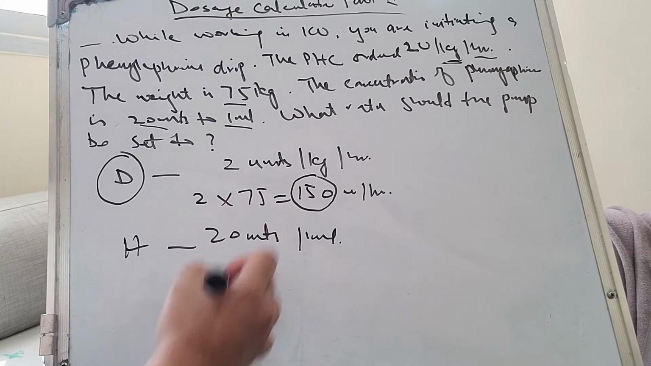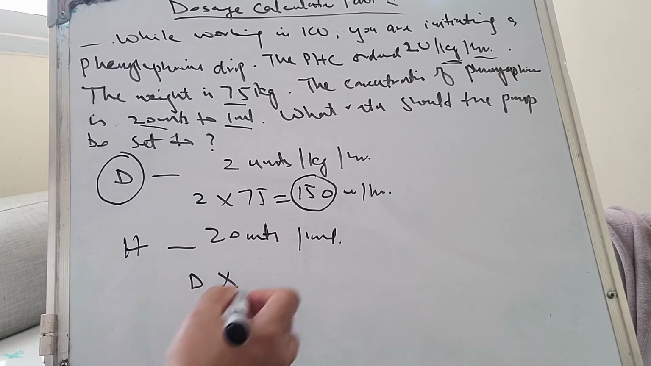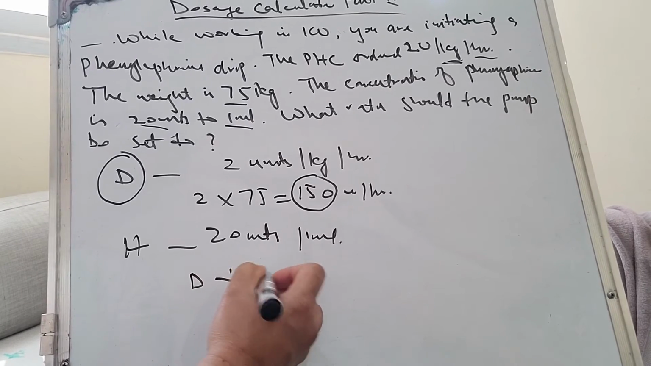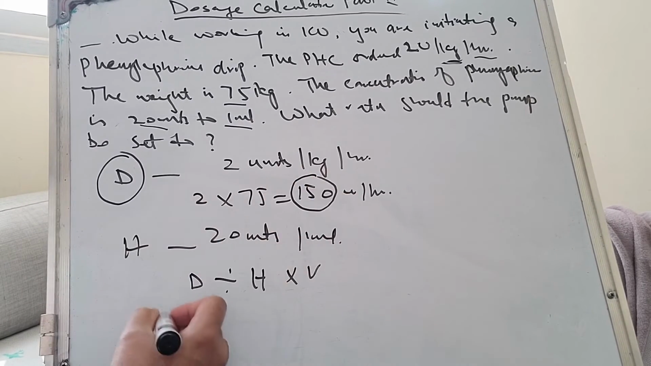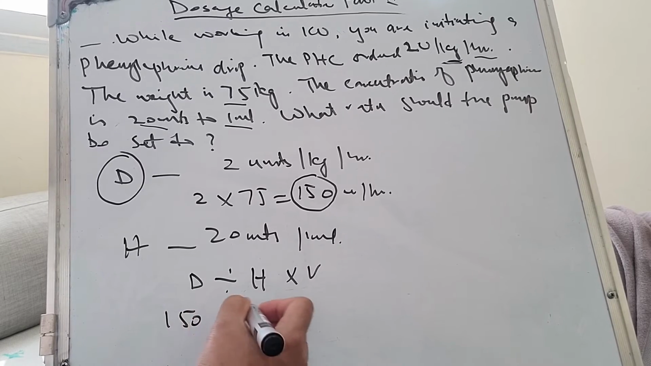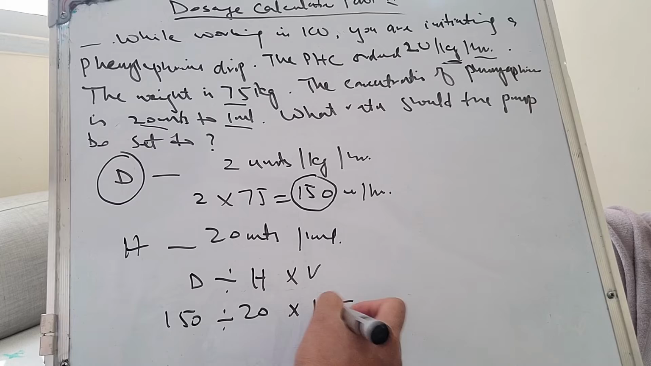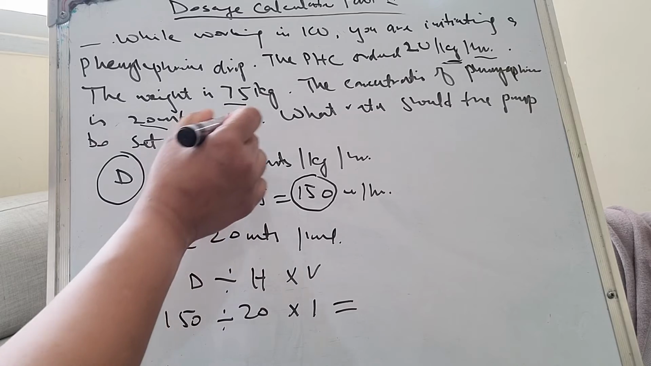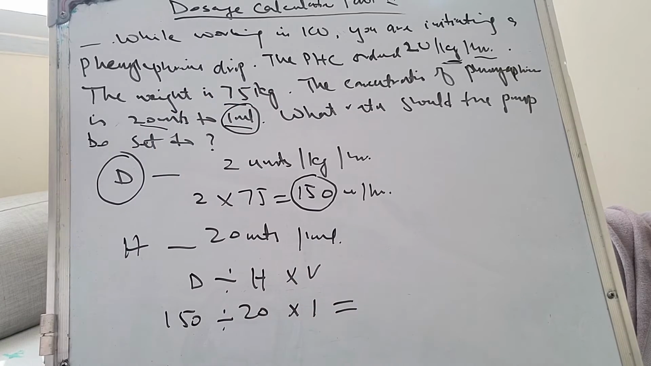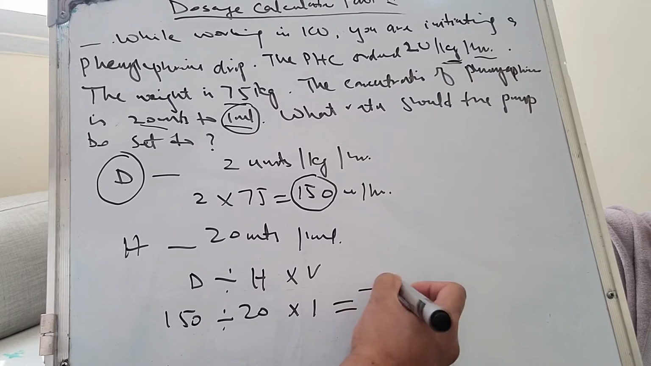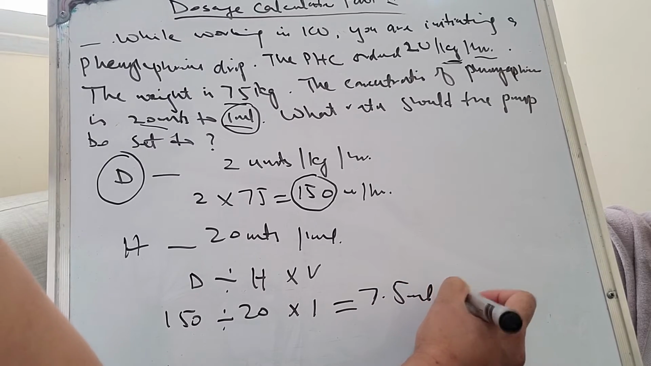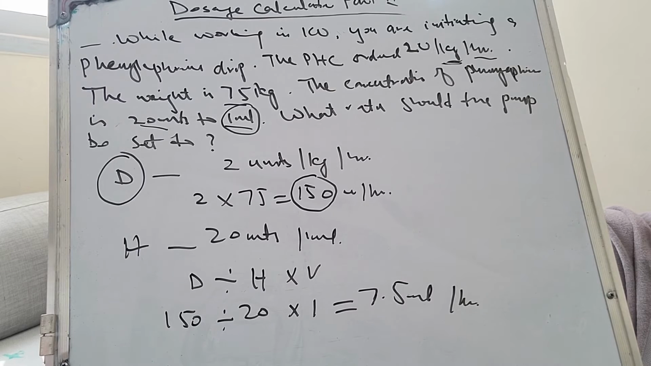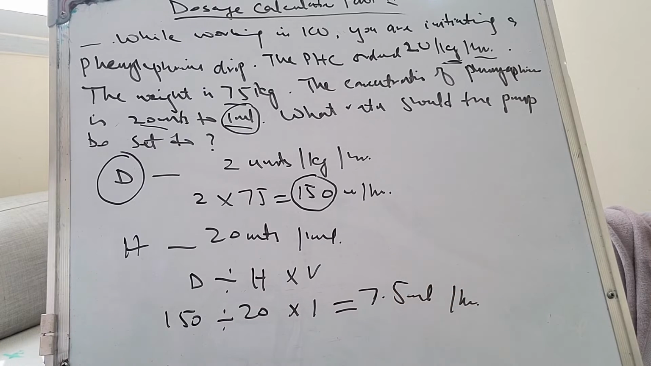So now what we will do: desired divided by hand multiply by vehicle. So desired is 150 divided by 20 multiply by 1. Desired is 150, hand 20 units, vehicle 1 ml. So our answer is 7.5 ml per hour, so that they receive 150 units per hour of phenylephrine. Okay, this is our right answer.